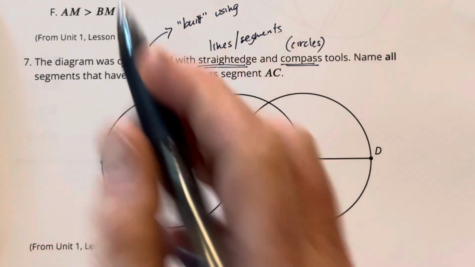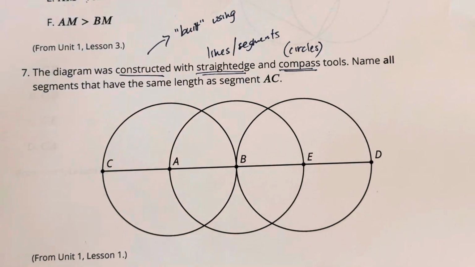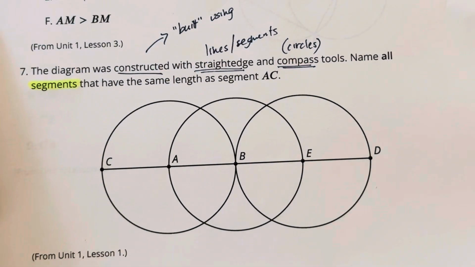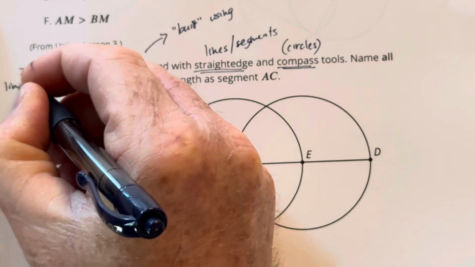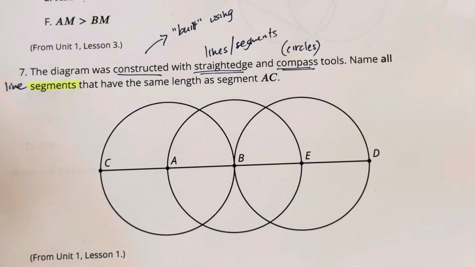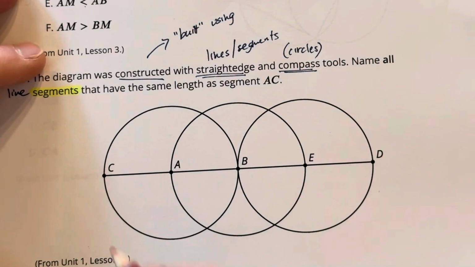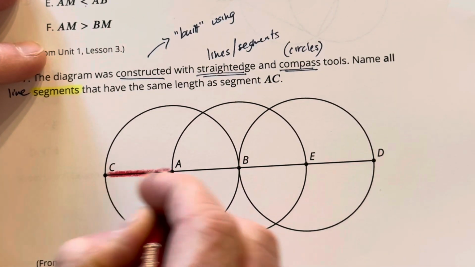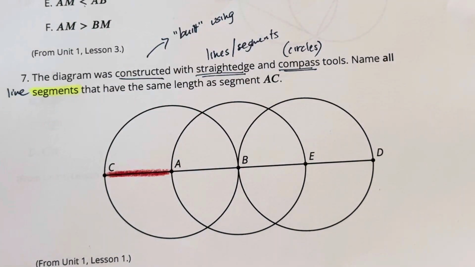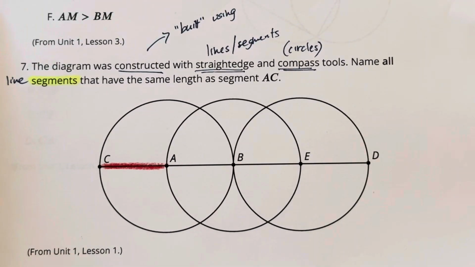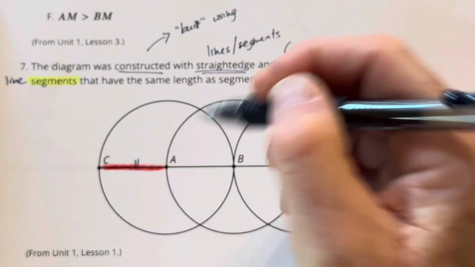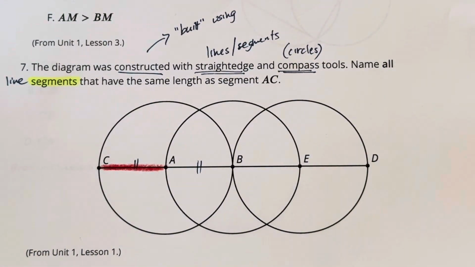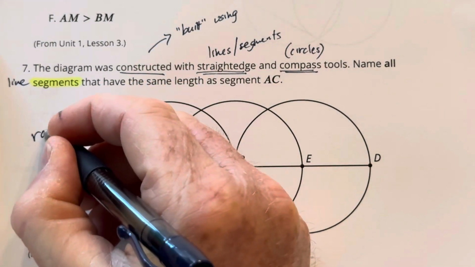Name all segments. If they say just segments, they're talking about line segments. So you got to name all line segments that have the same length as segment AC, this one right here. So you got to find all line segments that have the same length as AC. Okay. Well, radius. There's a radius. Anyway, that's what you need to look for. Radius.